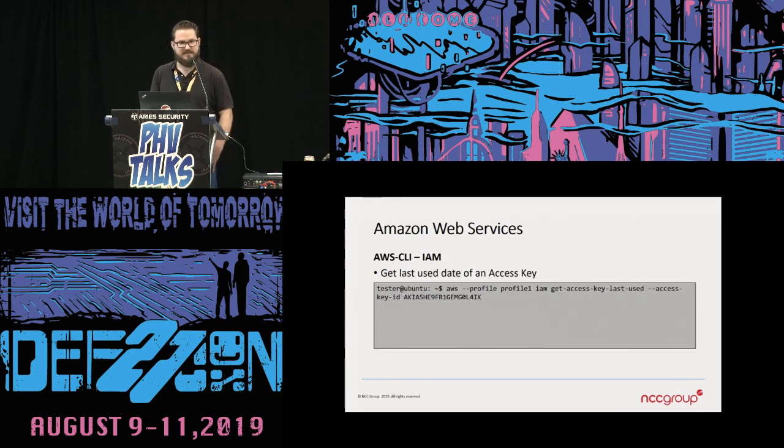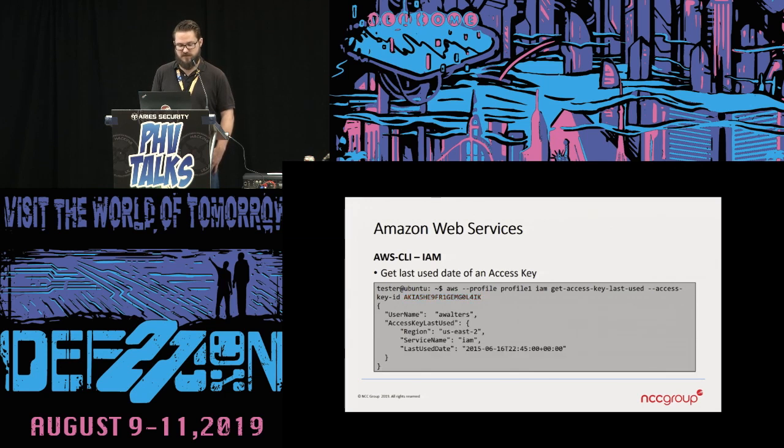So the last time that this access key was used, when did the user actually use the API? We'll take that access key from before, plug it into this command, get some output. We see the last time that they used it was June 16th of 2015. So this account hasn't been used in over 4 years. Probably a good thing to audit.